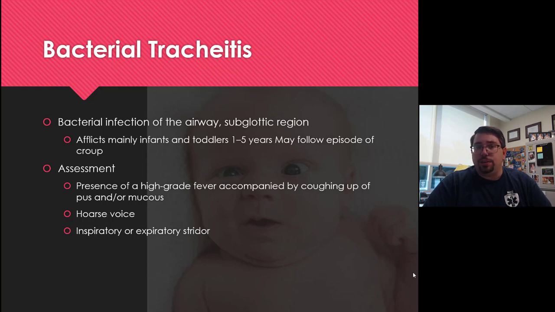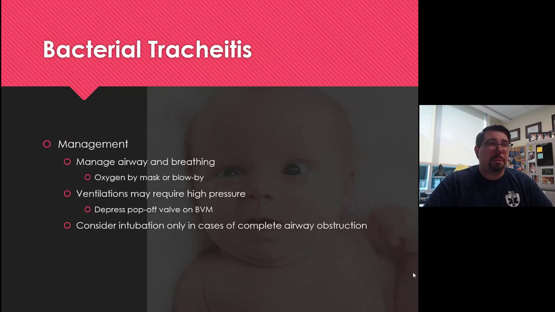The idea behind that is their airways are much smaller, so a slight infection with mucus production or pustules that are bursting can lead to an obstructed airway, and again, the need for them to work out that obstruction to clear their own airway. We also notice that they're going to have a hoarse voice, and you may notice both an inspiratory and expiratory stridor as part of this. Again, it's a higher level issue. It's a bacterial infection of the trachea, or the subglottic region, I should say.